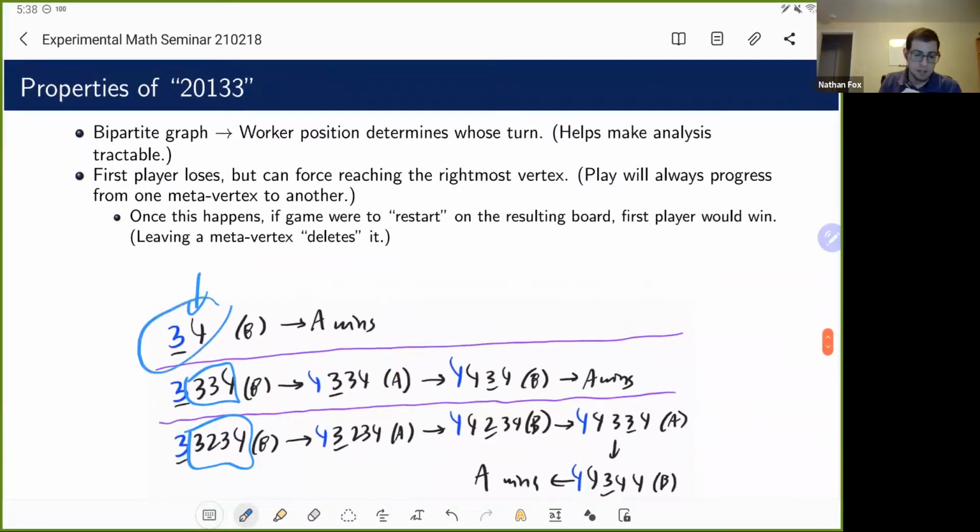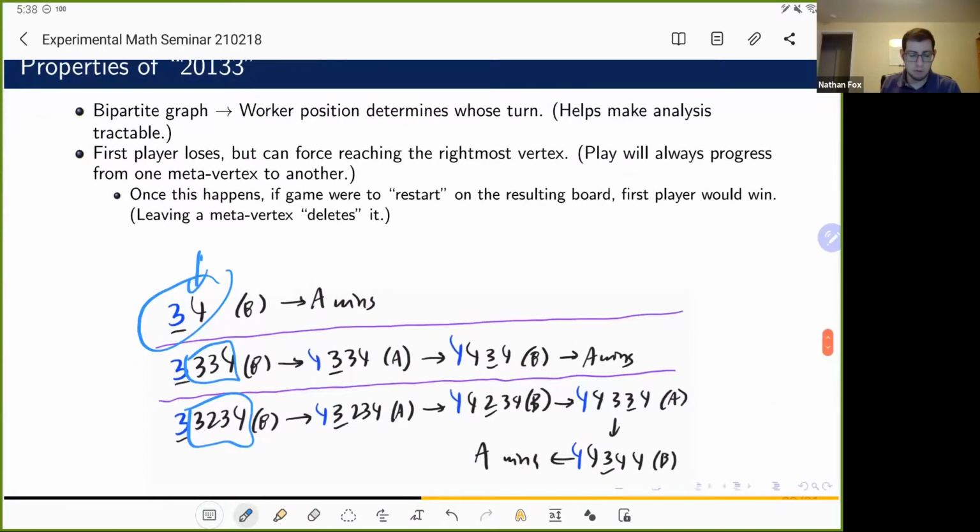So obviously this is just blocked. This 3 right next to it is because that's the 3 from the previous meta vertex. So if it's Brian's turn on the previous meta vertex, if this is just a 4, Abigail just wins immediately. If it's 3, 3, 4, Abigail will win. And if it's 3, 2, 3, 4, Abigail will still win. So in effect, this means that playing through a meta vertex deletes the corresponding vertex in geography.